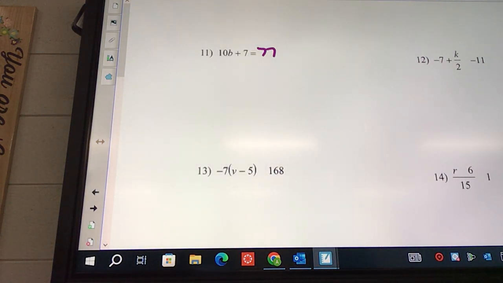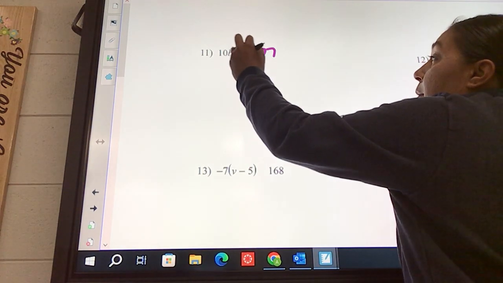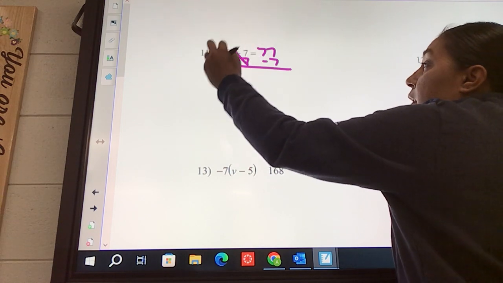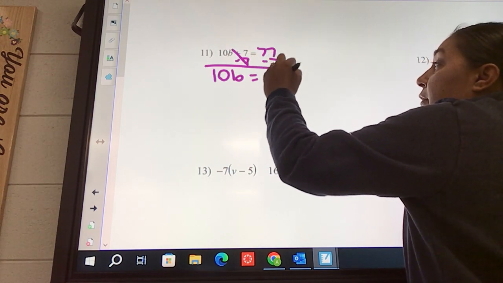Okay, 11. What needs moved first? 7. Okay, why is it the 7? Why do we move the 7 first? Yeah, okay, because we're always going to divide or multiply last, okay? And the 10 is connected to the b, so you got to do the 7 first. Okay, so we're going to say minus 7, minus 7. So I got 10b equals 70.